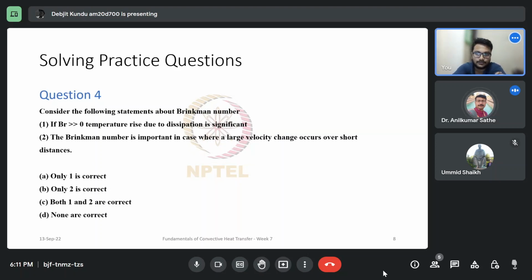So option C, both 1 and 2. Both are correct. We are moving really fast today and correctly as well, which is more important.